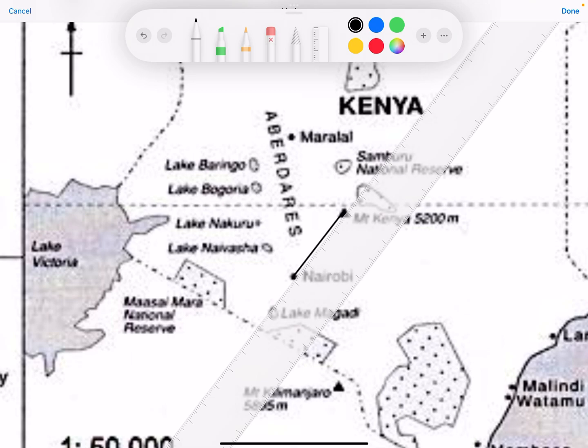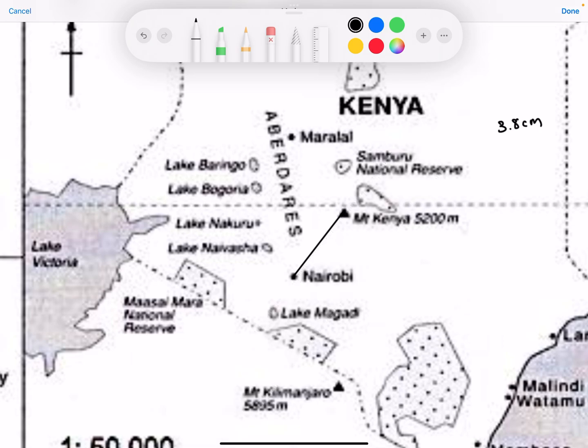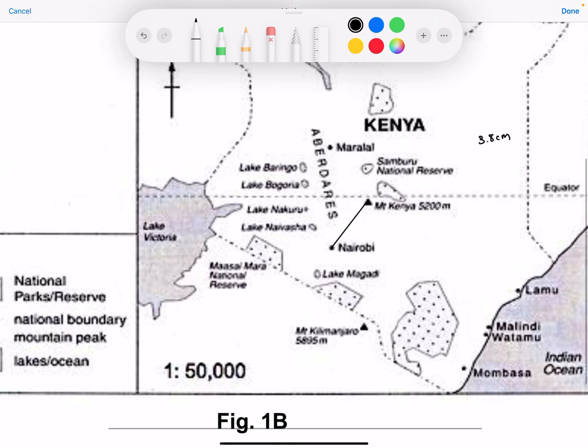with a straight line. Now with that, what you need to do then is to measure the distance. So you can see this is 1 cm, 2 cm, 3 cm, about 3.8 centimeters. Okay, so I've written down: straight line distance between Mount Kenya and the city of Nairobi is 3.8 centimeters. Now, with that in mind, what I need next is to know how far this actually is. So we need to go down and look around for a scale.